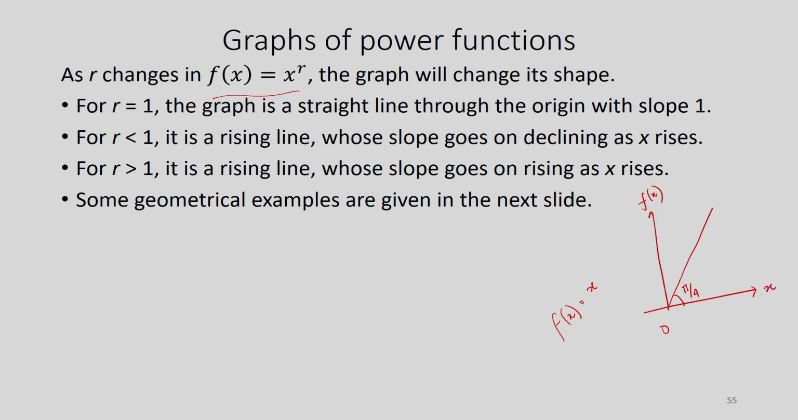If r is less than 1, then also it is a rising line, but it is no longer a straight line, whose slope goes on declining as x rises. So, this is like this, and if r is greater than 1, so the power is greater than 1, then it is a rising line like before, but now the shape is different, the slope goes on rising instead of declining as x rises. So, this will be like this, the slope is going on rising, it is getting steeper and steeper.